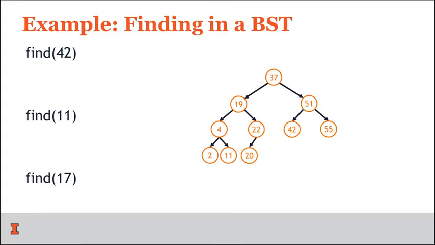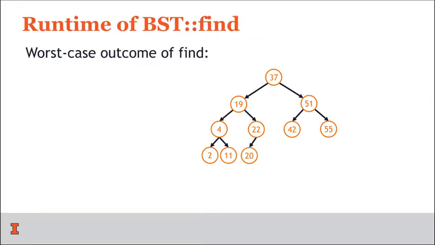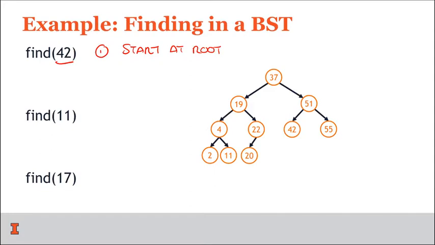So let's think about how we can code an algorithm to find a particular element in the tree. Looking for the element 42, we're always going to start at the root. Starting at the root, we're going to look at the root element and determine whether or not we need to move left or right.